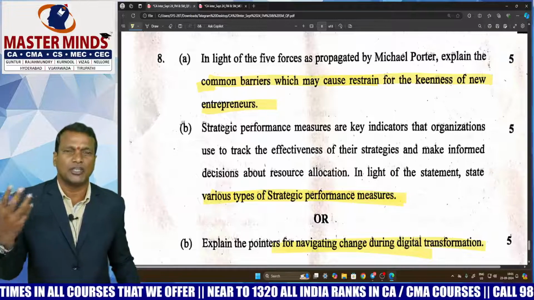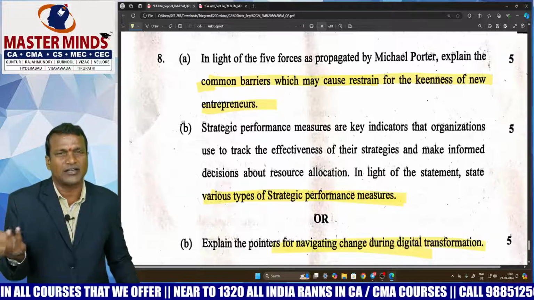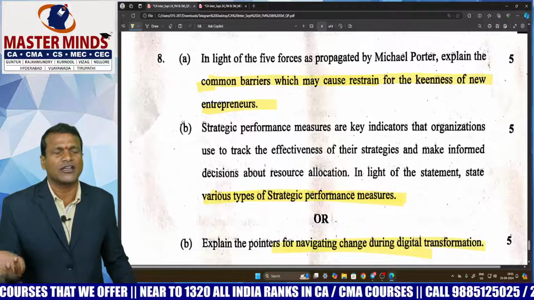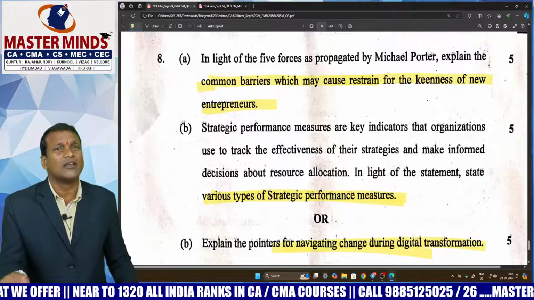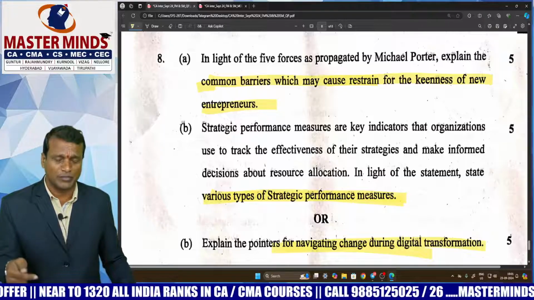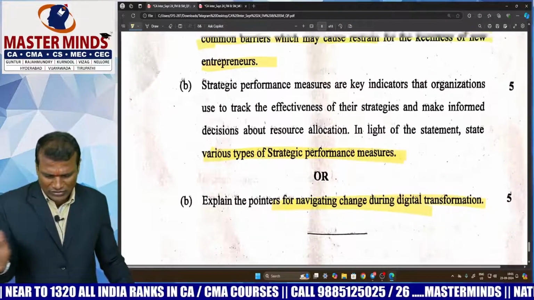Right, financial measures are there, customer oriented, customer satisfaction measures are there. There are 5 to 7 points. This is a newly inserted question in the syllabus, so it has the highest probability for September examination. Once again, a straightforward question.